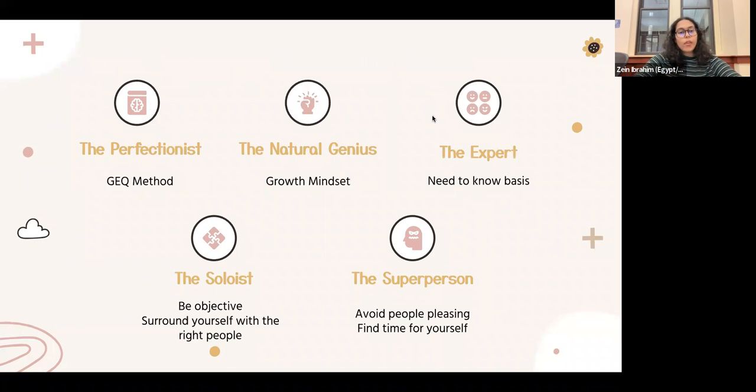So now this is like detailed techniques of how to overcome each type. When it comes to the perfectionist, the GEQ method is best. The GEQ here stands for good enough quality. Now, I know that might be shocking to some perfectionists to just do good enough, but in other words, it's better to hand in something that's good rather than strive for the best.